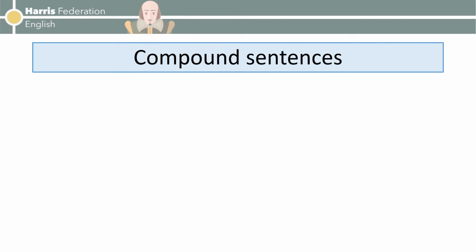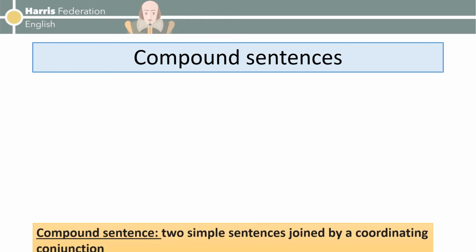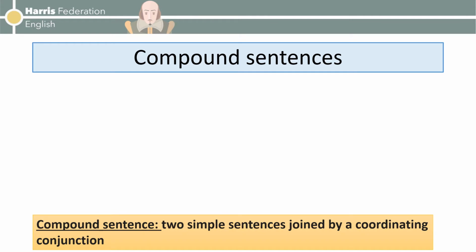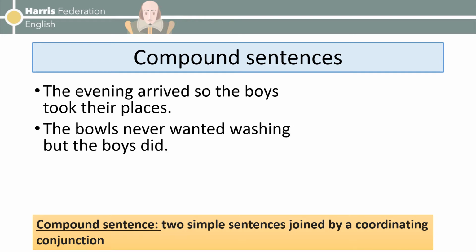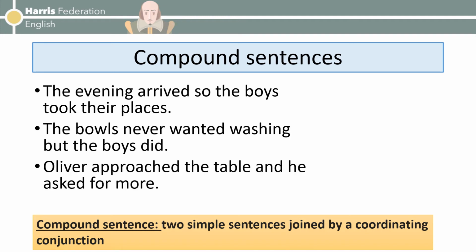Now that you understand simple sentences, we can move on to compound sentences. A compound sentence is two simple sentences joined by a coordinating conjunction. Here's an example. The evening arrived, so the boys took their places. The bowls never wanted washing, but the boys did. Oliver approached the table and he asked for more. Each of these has a coordinating conjunction.